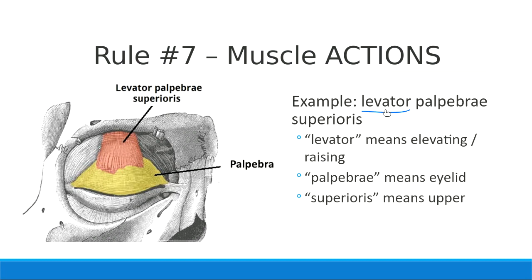So we've got this first part of its name that tells me that I'm lifting something up, I'm elevating it. That's an action word. And then we talked about in class how its name palpebrae superioris tells me what it is that I'm elevating. So I'm elevating the upper eyelid. Palpebrae superioris means the eyelid that's on top. So big long name, but when we're talking about the actions, we look at this first word right here. That looks like our action word called elevation, where I raise something up.